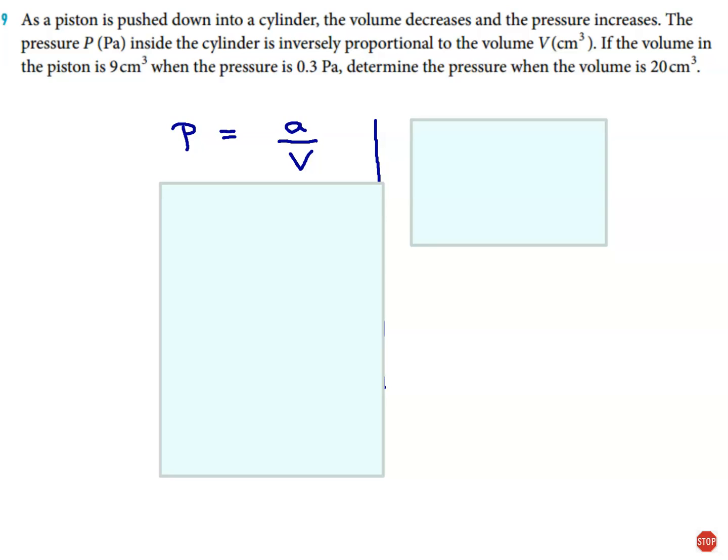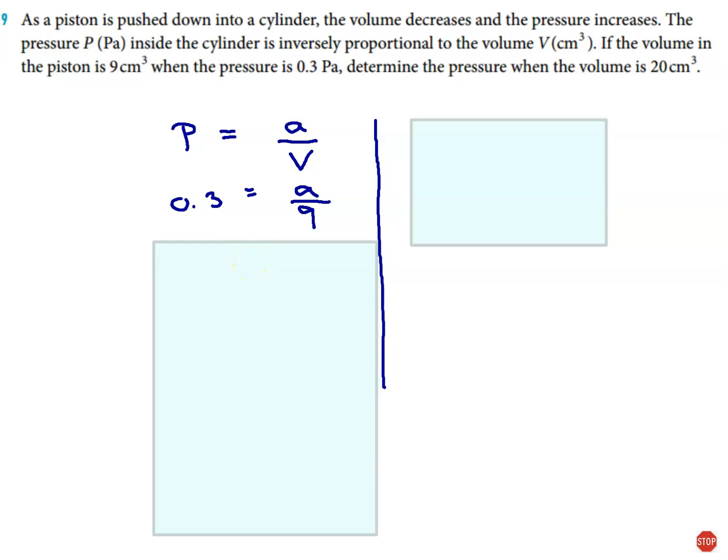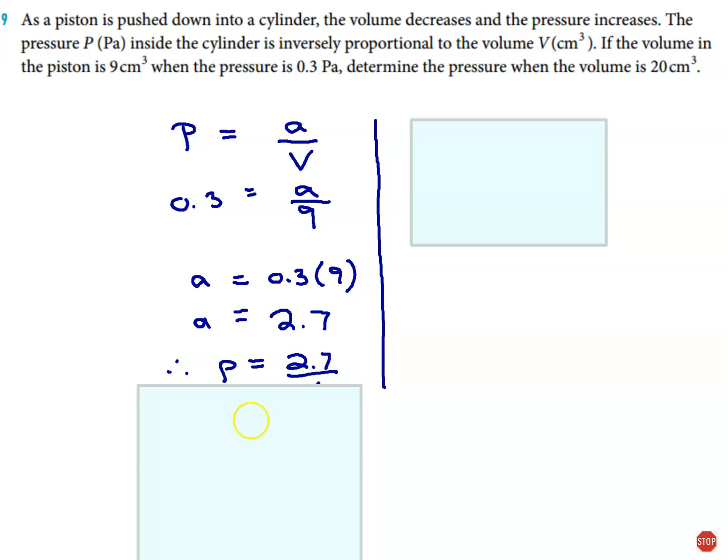Okay, so pressure is inversely proportional to volume. As the volume goes up, the pressure goes down, and vice versa. Put in the numbers that you know. So you know that P equals 0.3 when V equals 9. And solving that for A, we multiply both sides by 9, and we get A equals 2.7. And therefore, that's the formula. Pressure equals 2.7 divided by volume.